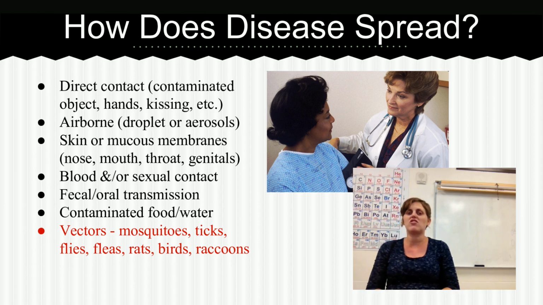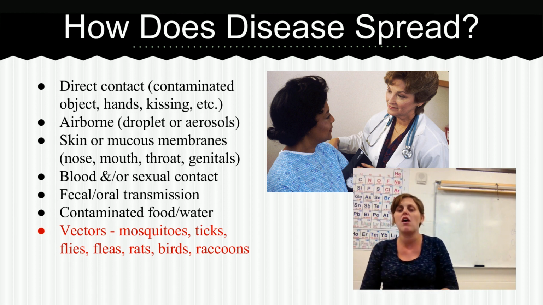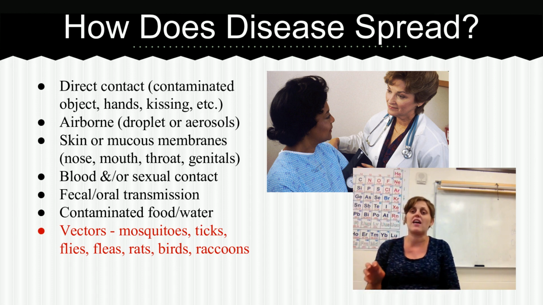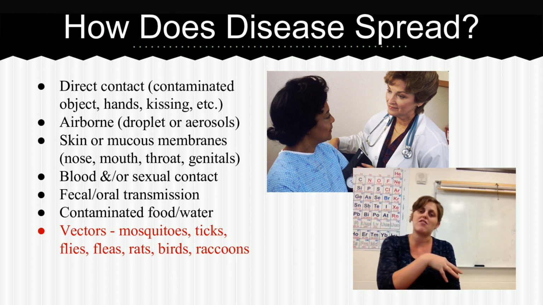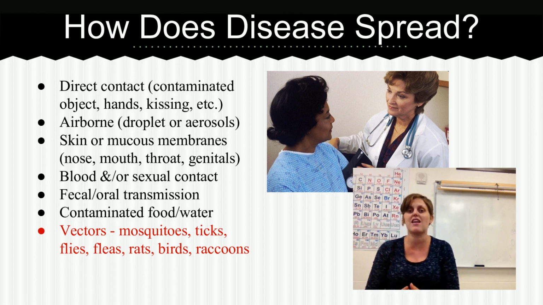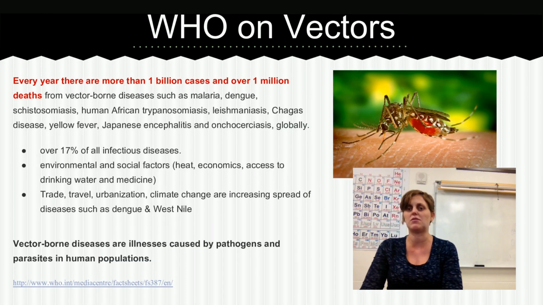And vectors. Vectors is a key term you should know. Vectors are those agents of disease that don't get sick themselves but carry that disease to you. Those are going to be like mosquitoes, ticks, flies, fleas, rats, birds, raccoons, all those nasties that can make you sick just by carrying the disease around and then dropping it off to you.